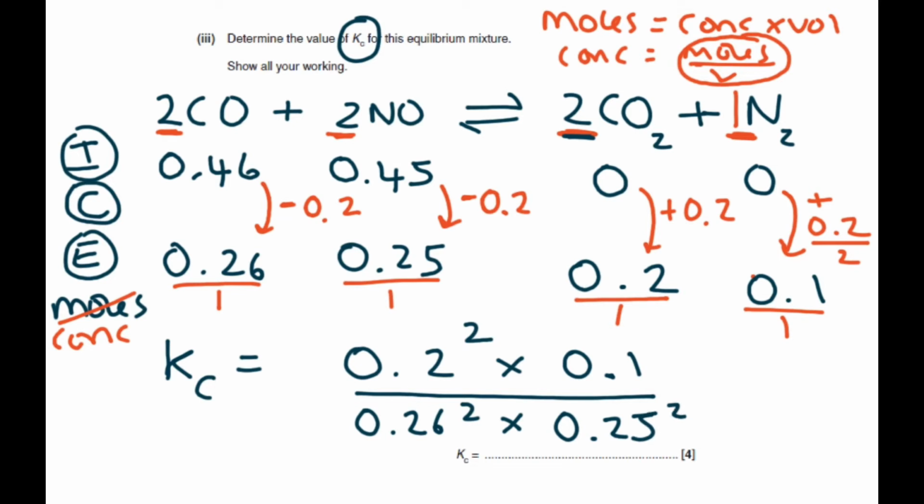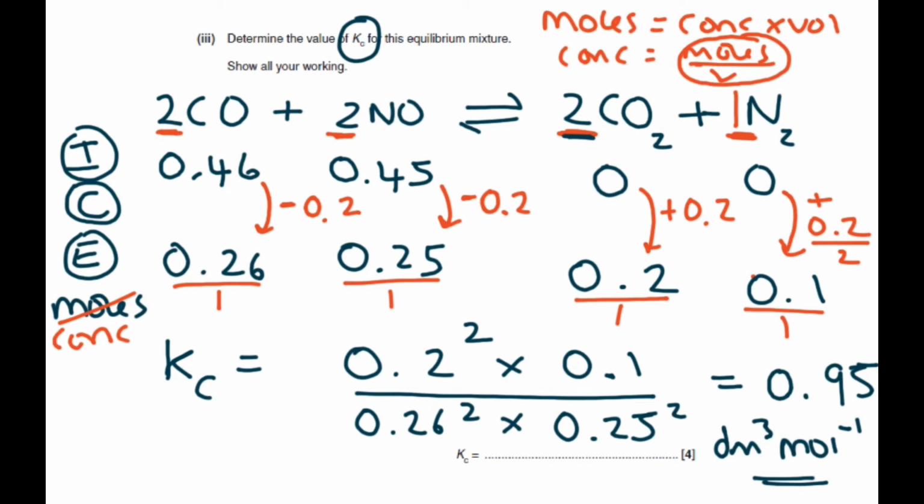Now so many people make a mistake on their calculator, so just be really careful putting this into your calculator. The answer, so in the question they've used 2 significant figures, so we're going to use 2 significant figures in the answer, 0.95, and we've already worked out the units, dm cubed mole to the minus 1. So I hope you got that right, and 4 marks.